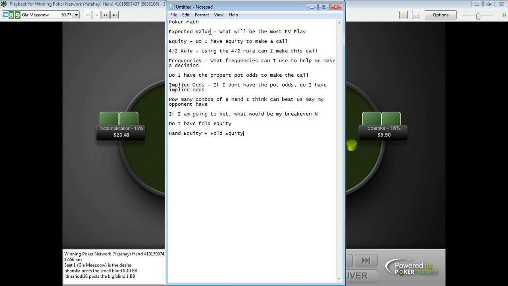So things I'm going to be looking for is expected value. Is my play an EV play? Which is of course subjective, I guess, at this point. Do I have the equity to make a call? There's a 4-2 rule, which I'm sure many of you know about, where you calculate the amount of outs you have, multiplying by 4 on the flop and 2 on the turn, usually, to determine if you have enough equity to call based on the pot odds and frequencies, which is what we see a lot with the HUDs, which unfortunately you can't see on the screen, but I'll let you know what I'm looking at. The frequency that somebody folds, the frequency that somebody does a c-bet, whatever. You get the idea.